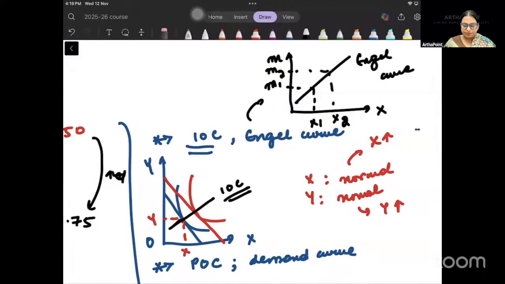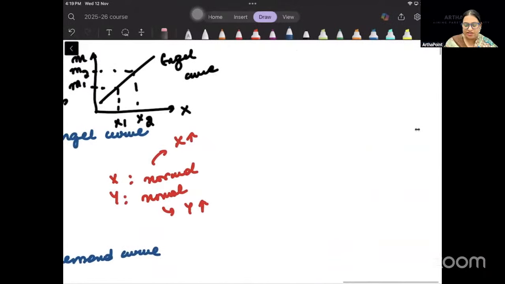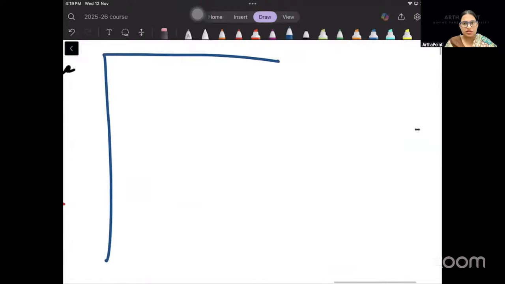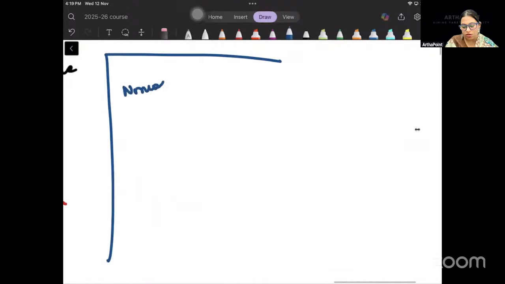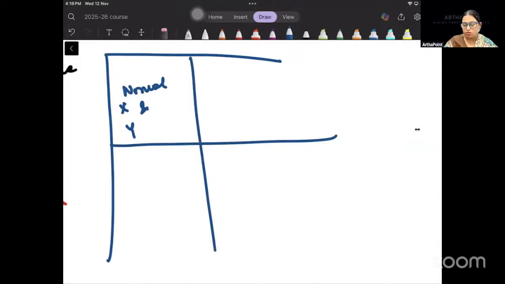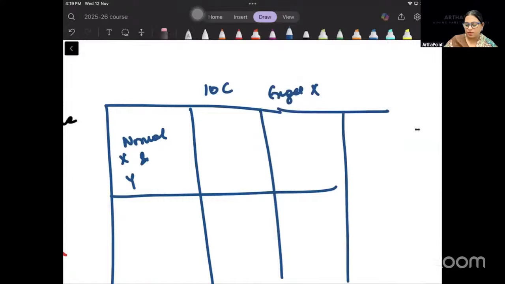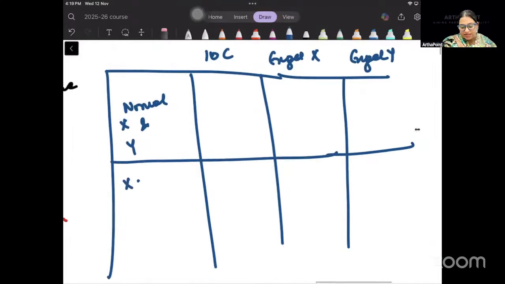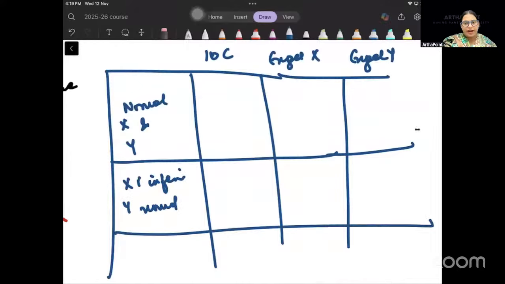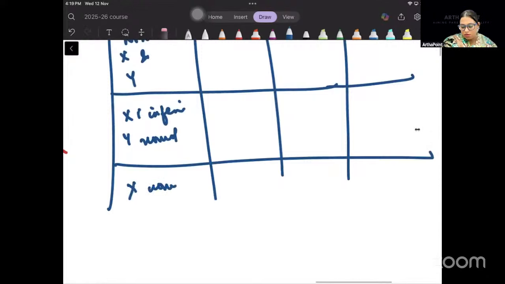So you will make a table, all of you, today itself, homework. आप जाओगे घर पे, you'll make this table: normal good X and Y, both X and Y are normal good. Draw income offer curve, Engel curve of X, Engel curve of Y. Then you will say, okay, X is inferior, Y normal, and do this. X normal, Y inferior, and make this.